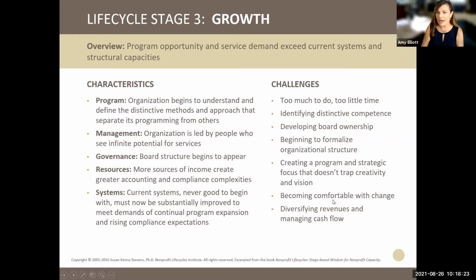Also, being comfortable with change can be a challenge because in growth stage, if you're growing, if you're adding new programs, you're adding new services, you're adding new systems, you're adding new people to the board and to the staff, you got to be comfortable with change. And that's tough. And diversifying revenues and managing cash flow, right?